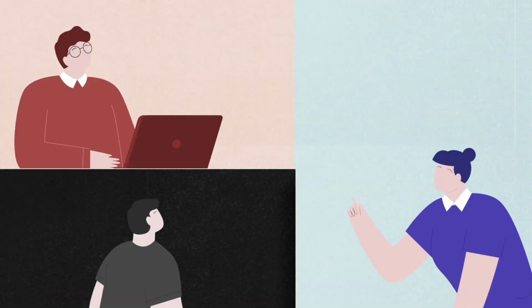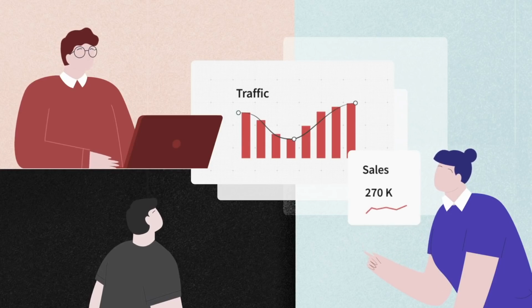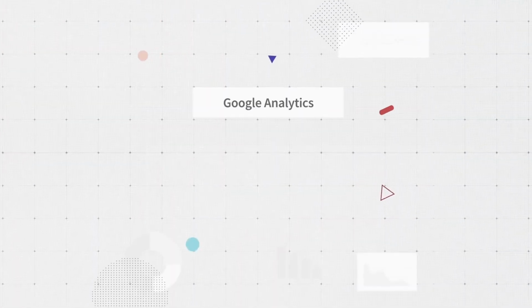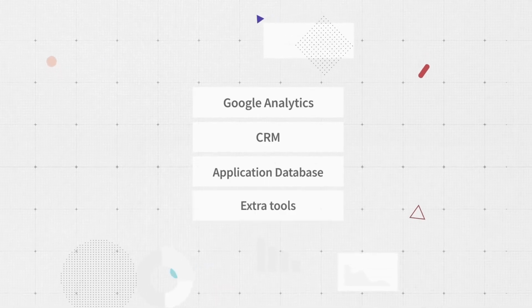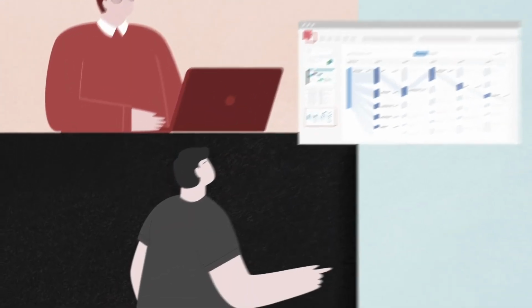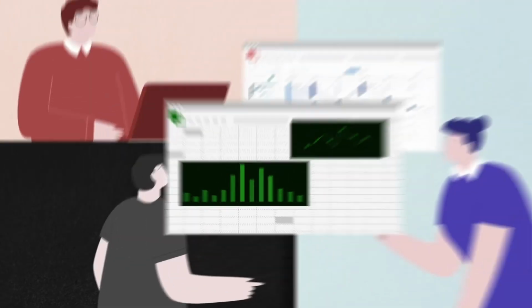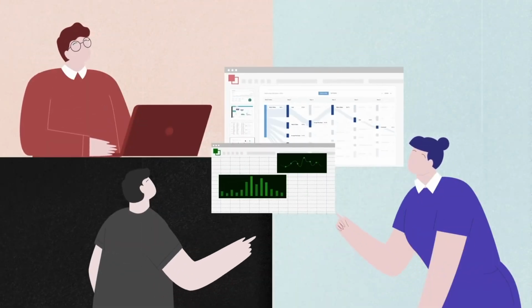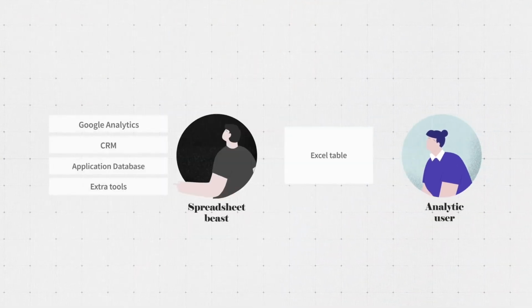Okay, imagine a team with an application. The application works fine, traffic grows, and sales are selling. They track results in Google Analytics, the CRM, an application database, maybe a couple of extra tools they bought to spice up quarterly PowerPoint. And of course, there's this one quiet guy who's the absolute beast of Excel spreadsheets. Analytics, great. At this point, their analytics data pipeline looks like this.